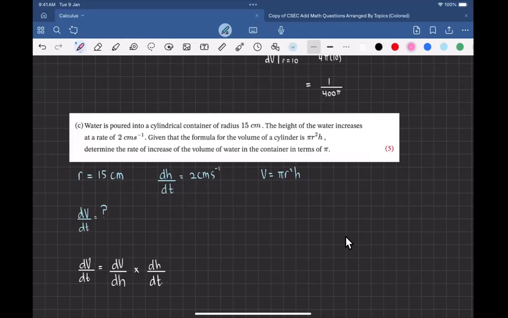Tamalia, do we have the dh/dt? Do we have the dV/dh? That's the question. No, we don't. So we need to find that. And what are we going to use to find this?